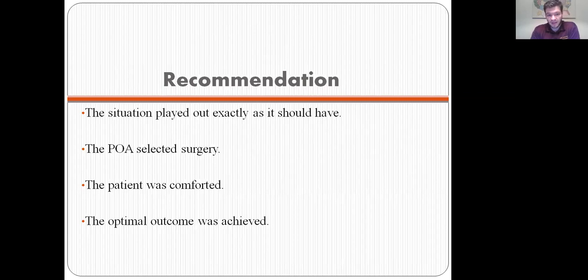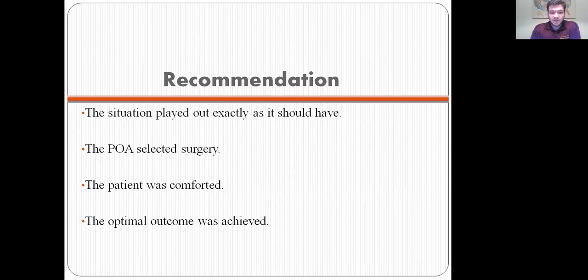So the recommendation for the case is, my recommendation would be exactly how the situation played out. The nurse sat down with the patient and sat down with the power of attorney together, explained the procedure, explained the benefits, and explained the risks. As it was just a knuckle replacement surgery, just replacing the cartilage, there were relatively low risks. Infection. The hospital is very good at things like this.